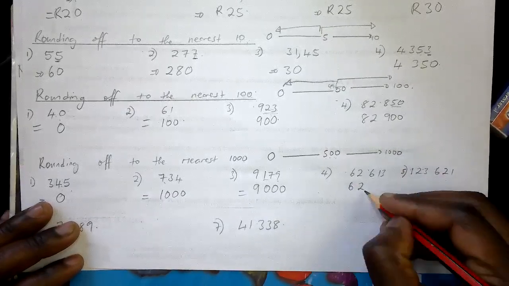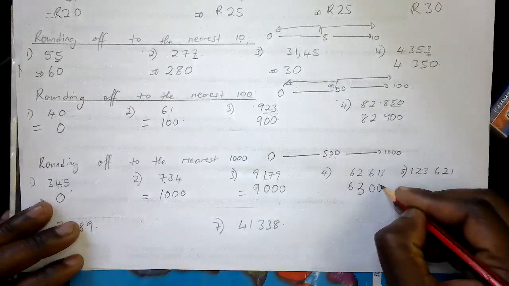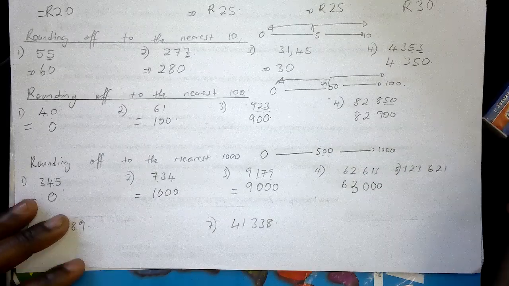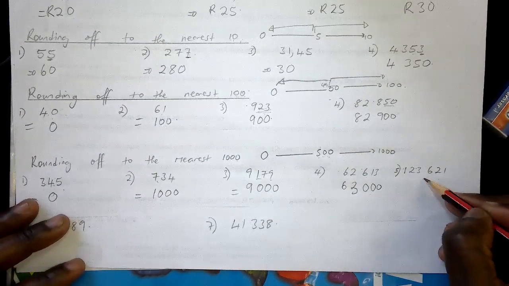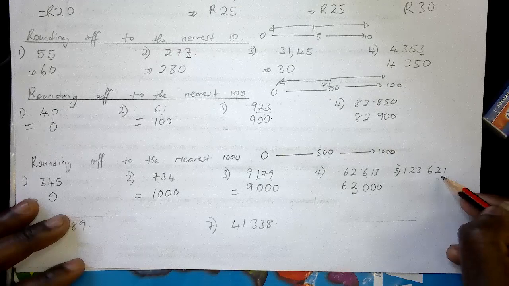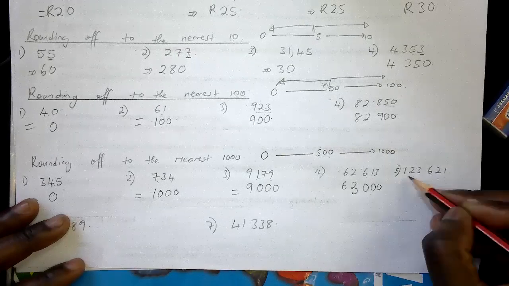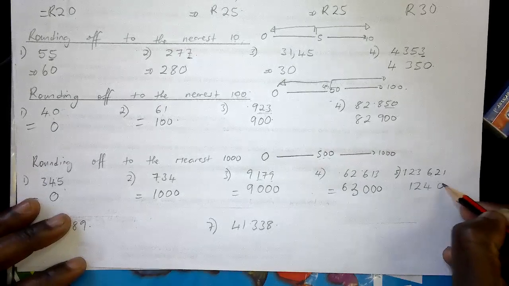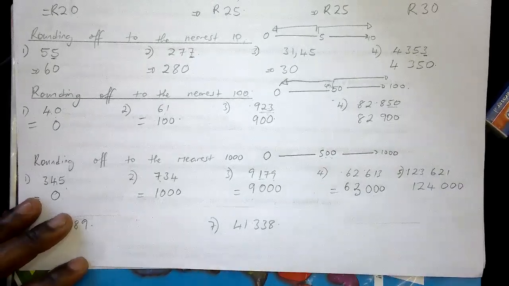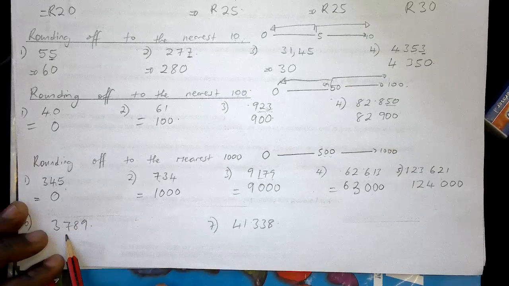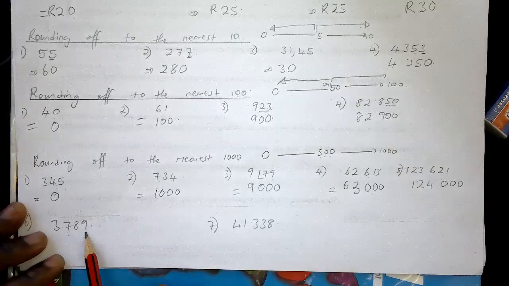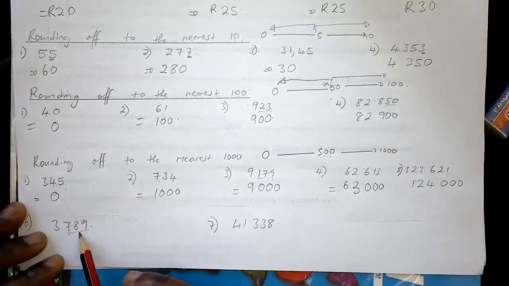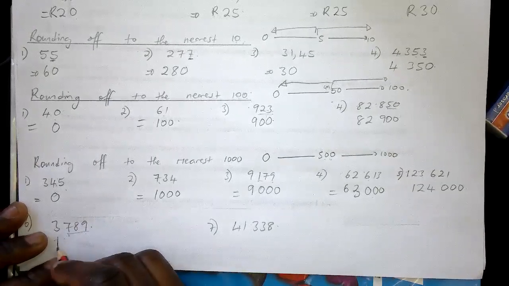So 81,000 is going to be 63,000. Then here, 123,000 and 621, this again is going to be 124,000. That's what we're simply saying here. Then let's move on to this one, 3,789. The 789, we look at the last three digits. Remember, the last three digits are above 500, so it's going to be 4,000.